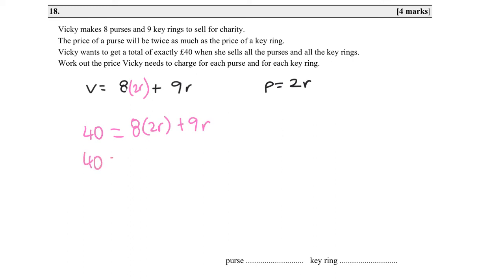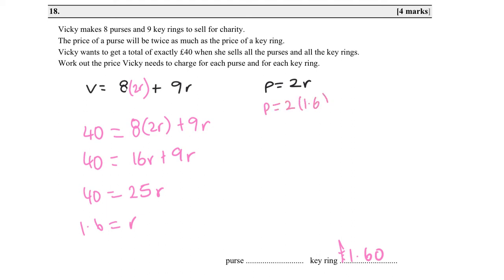Brilliant. So 40 equals 16r plus 9r. So 40 equals 25r. Divide both sides by 25. 40 divided by 25 is 1.6. So she needs to sell a ring for £1.60. And because we're dealing with pounds, we always have to do 2 decimal places. If we times this by 2, we get the purse, because we know there's 2 lots of the ring, which is 1.6, which gives me 3.2. So that's £3.20. Now, let's double check that this works this time because I made a mistake earlier and that's fine.